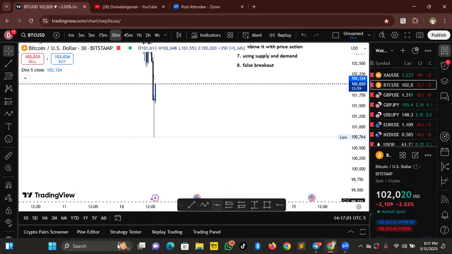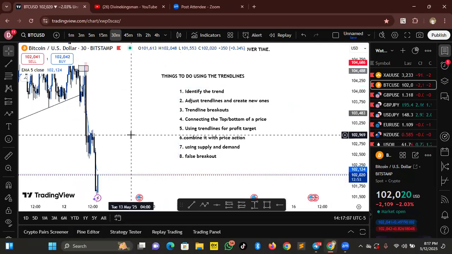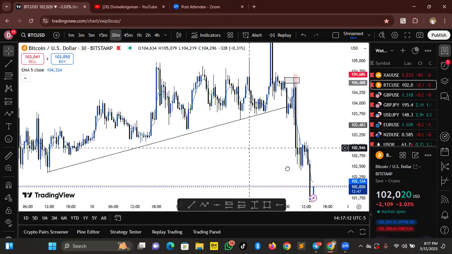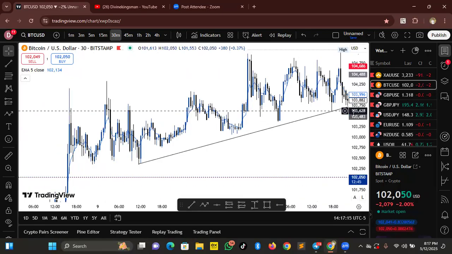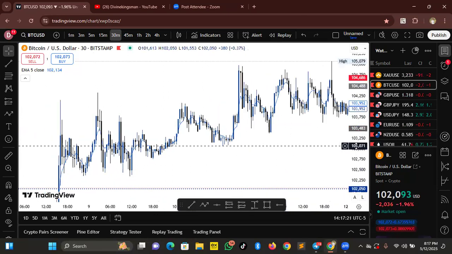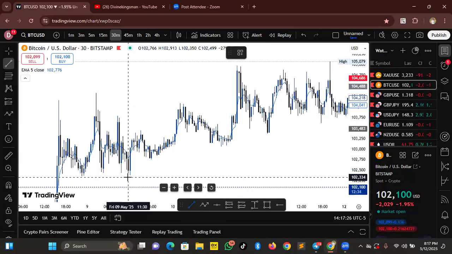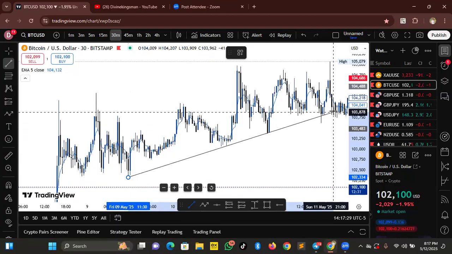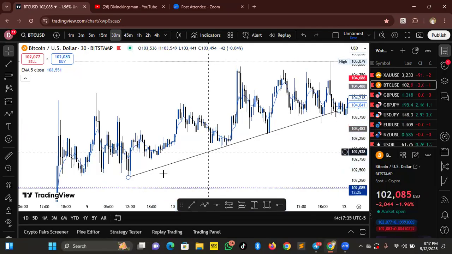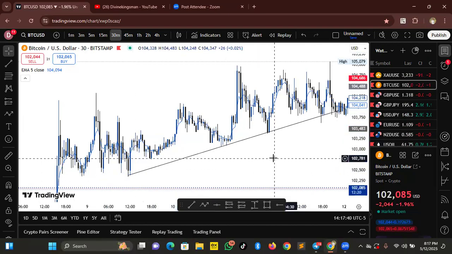Now the second thing to do using trend lines is to adjust trend lines and create new ones. Let's give an example using this one. Initially, let's say price was at this point here. Let me move this first. Now, let's say this was where price was at, and you want to draw your trend line to have a clear visual of what is currently going on. You can do something like this. When you draw this, you can see maybe you have at least 3 touch points here, and the market is still going in an uptrend.